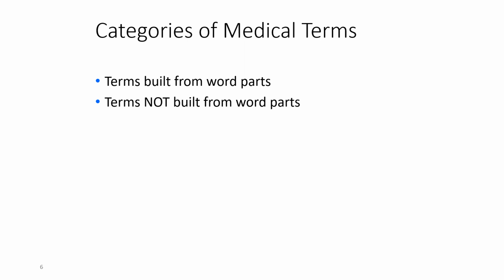We also will look at terms that are not built from word parts, and these may be the ones that are a little more difficult for you to get down because we don't necessarily have an association to what a particular part means to help us out. Sometimes you can get an indicator, a clue, but not always.